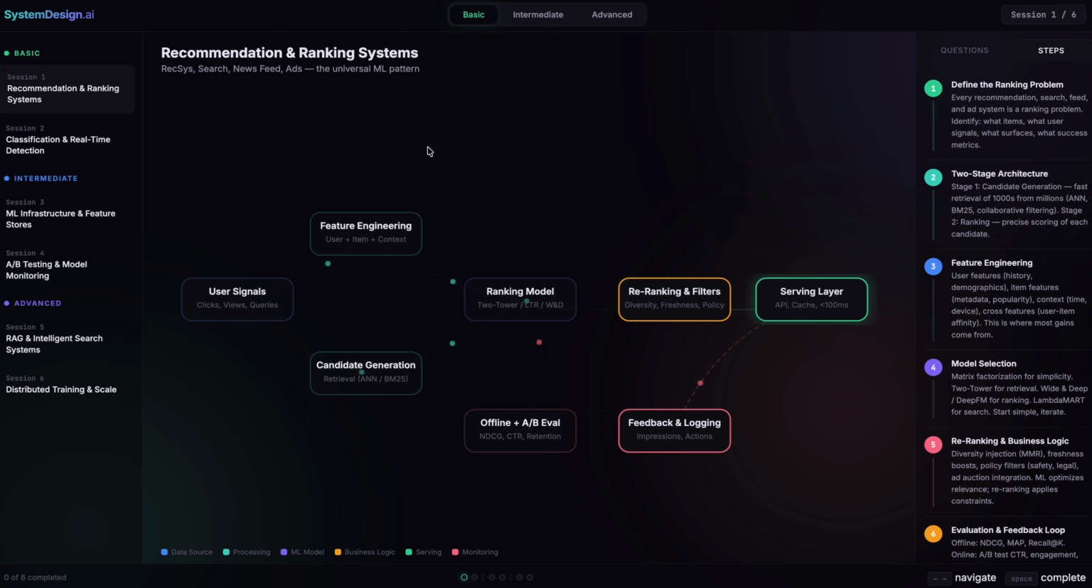What we're planning is, I'm just going to explain every architecture, the entire system design for each example, and I've split them into basic, intermediate, and advanced. I'll be explaining every step and each element and component, and why we need it. So let's get started with our first session, the recommendation and ranking system.